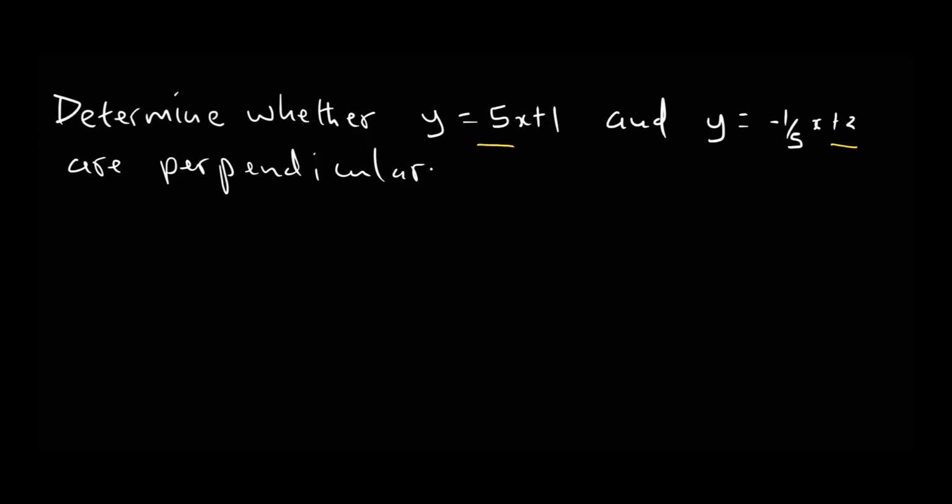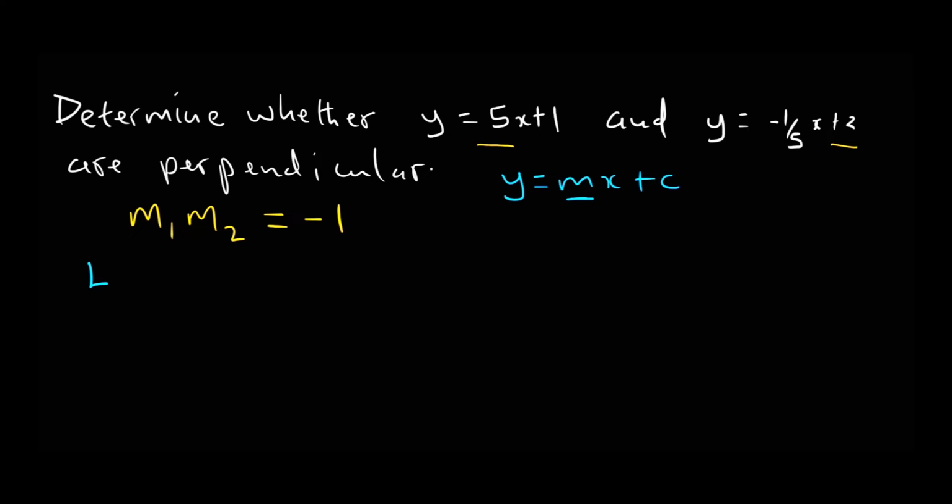Remember, if they're perpendicular to each other, then the gradient of the first one times the gradient of the second one should be negative 1. So let us look for the gradients of these two lines. For us to obtain the gradient, we only need to write these in the form y is equal to mx plus c, where m is the gradient.